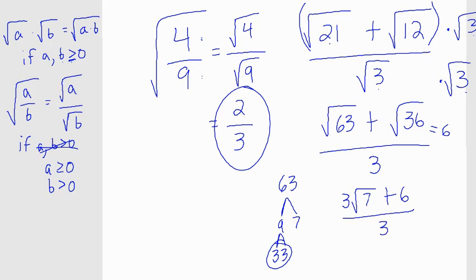Okay? Notice that 6 is 3 times 2, so we have a factor of 3 that we can factor out all around, and in the end we can just get square root of 7 plus 2.